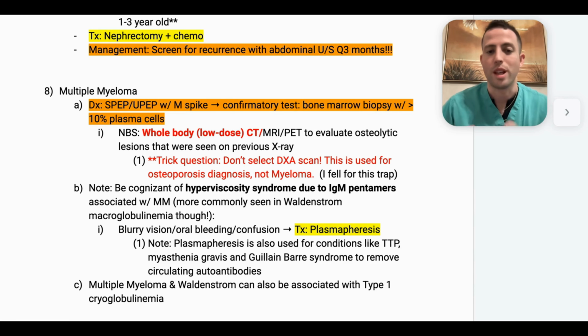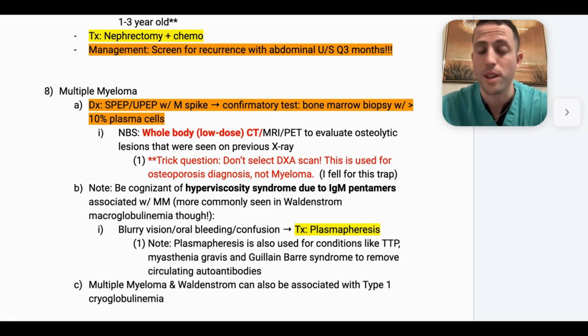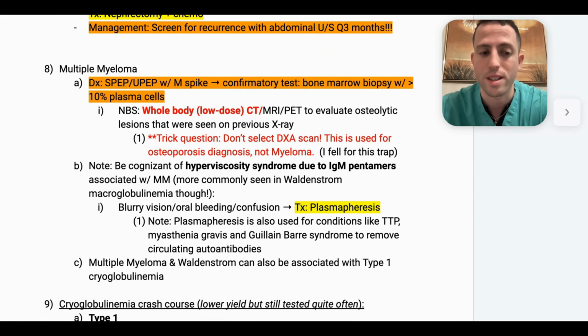And so if you have Waldenstrom macroglobulinemia, they oftentimes will have blurry vision, oral bleeding, and sometimes even confusion. And so your treatment for that severe instance is going to be plasmapheresis.